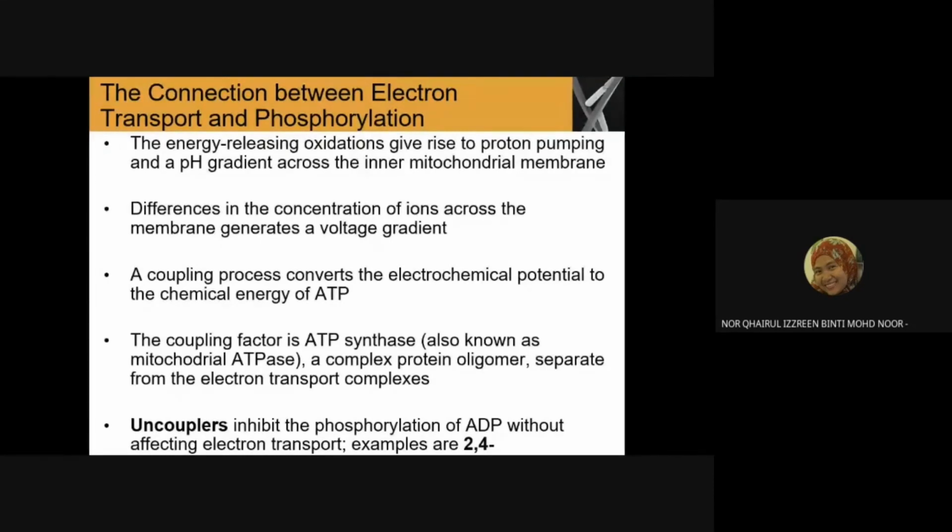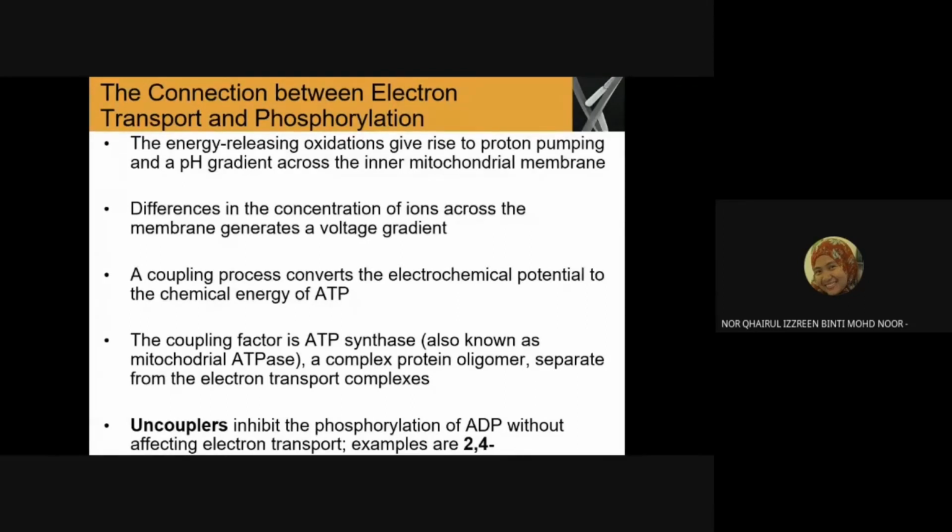If we have an uncoupler, an uncoupler inhibits the phosphorylation of ADP without affecting electron transport. Examples of uncouplers here are 2,4-dinitrophenol, valinomycin, and gramicidin. ETC and oxidative phosphorylation are coupled together. The electrochemical gradient functions as energy to produce ATP, to phosphorylate ADP to ATP. But if there's an uncoupler, it will inhibit the phosphorylation of ADP, meaning ATP will not be produced.